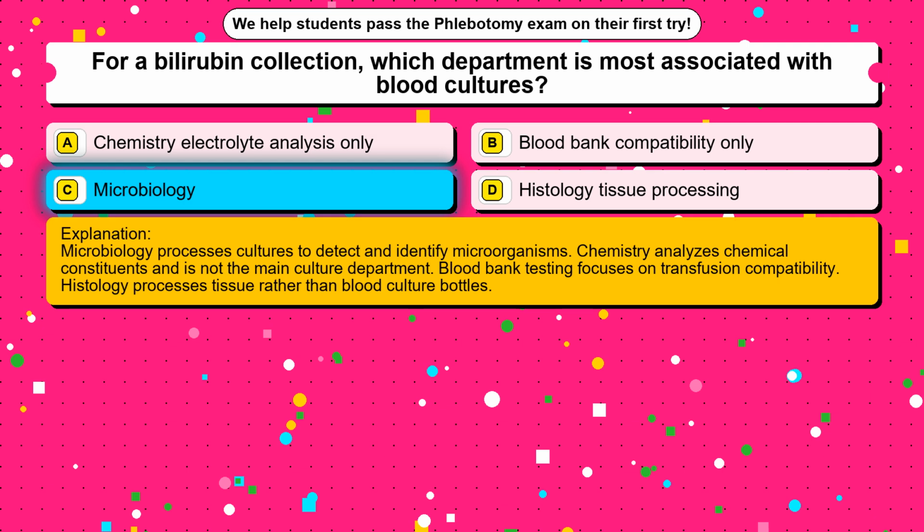Microbiology processes cultures to detect and identify microorganisms. Chemistry analyzes chemical constituents and is not the main culture department. Blood bank testing focuses on transfusion compatibility. Histology processes tissue rather than blood culture bottles.